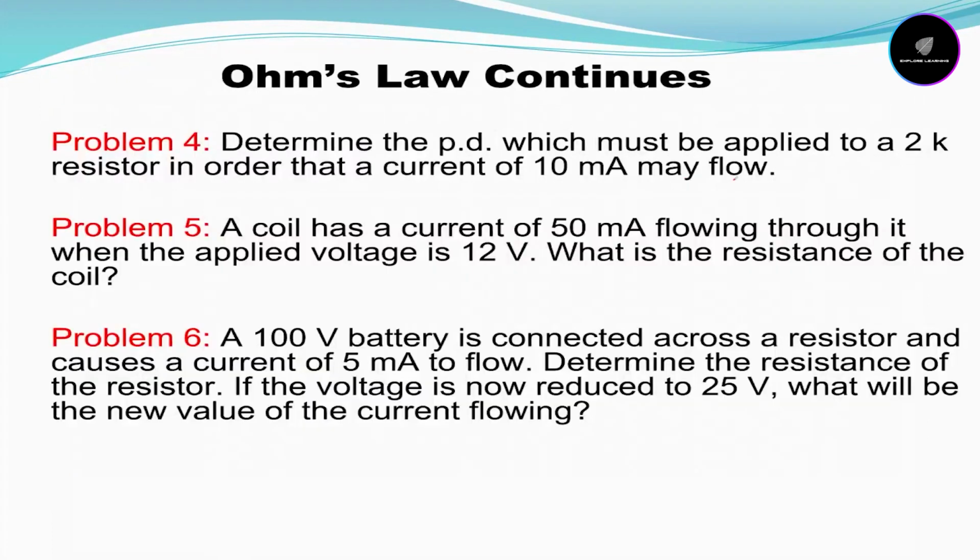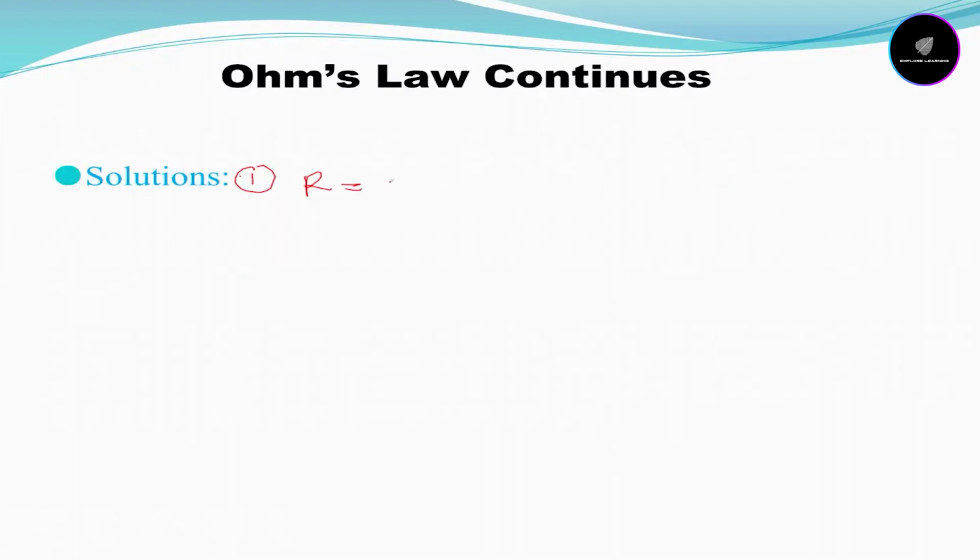Alright, Ohm's law continues. We have a bunch of exercises to solve. The first one says: determine the PD which must be applied to a 2K resistor in order that a current of 10 milliamps may flow. So we have a resistor equal to 2K ohms. Once you have that, it's going to be 2 times 10 raised to power 3, which is 1000. So that will be 2000 ohms.